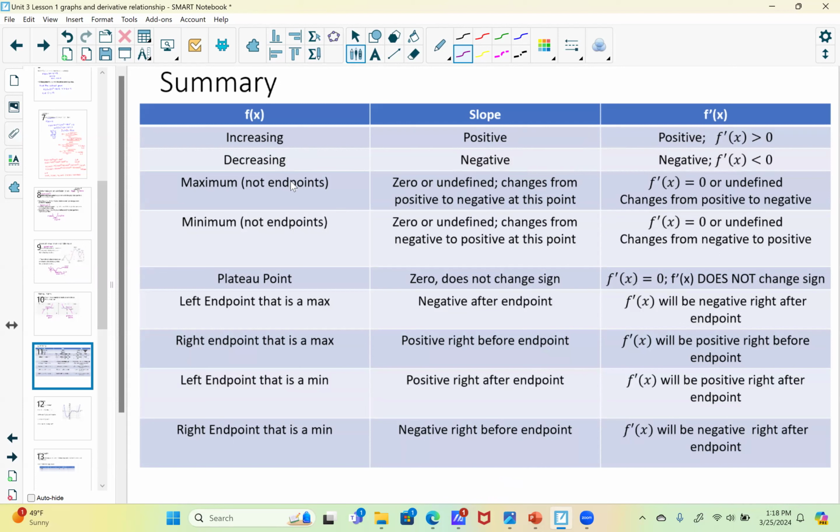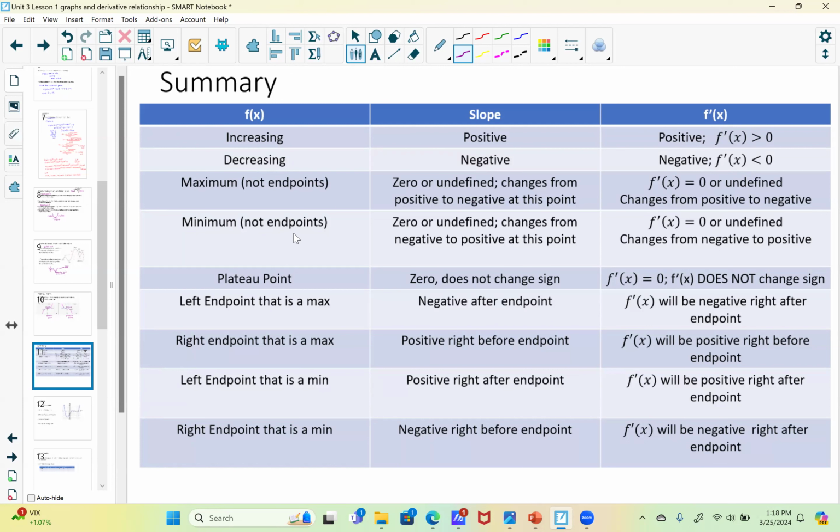At a max that's not an endpoint, my slope would have to be 0 or undefined, and it has to change from positive to negative. So that's the same for the derivative. Just remember, derivative is the slope. So the derivative would have to be 0 or undefined, and my derivative changes from positive to negative.